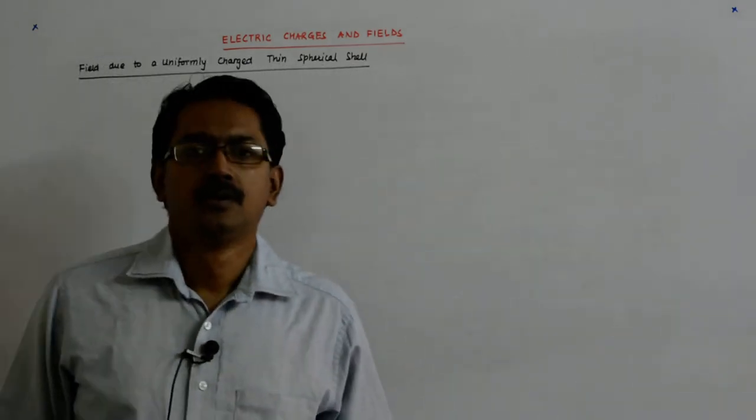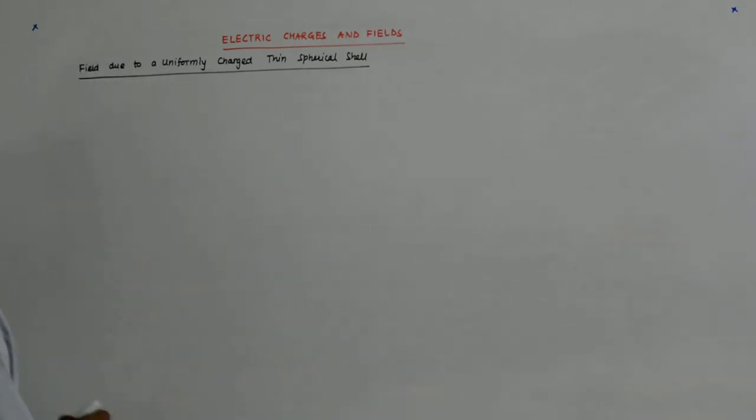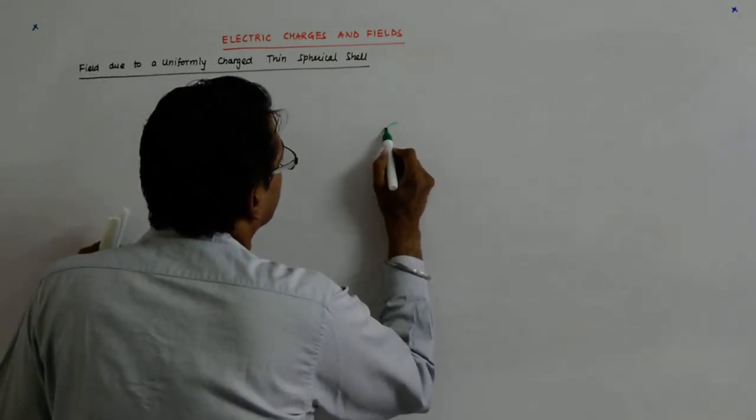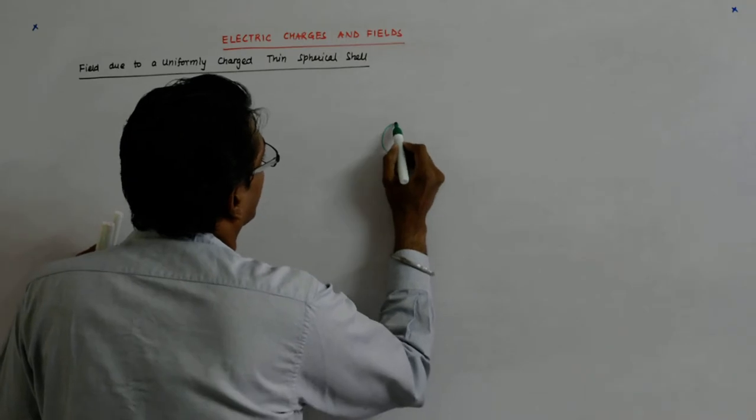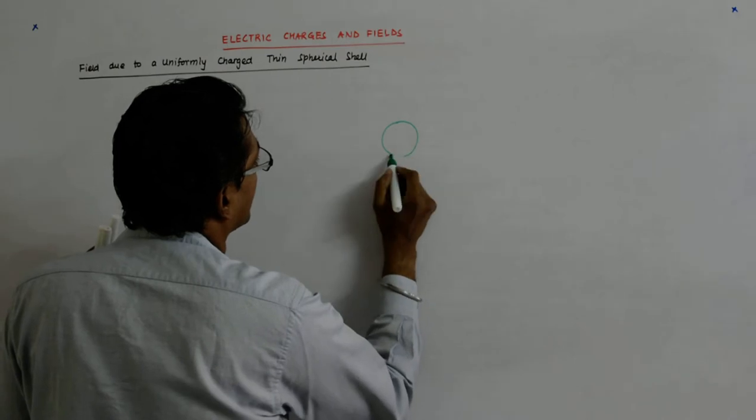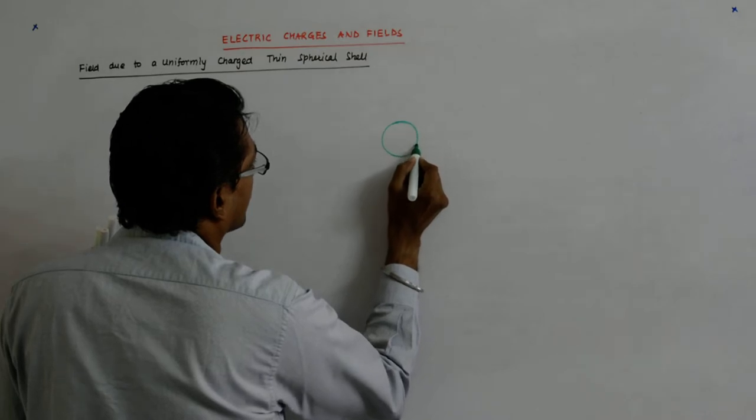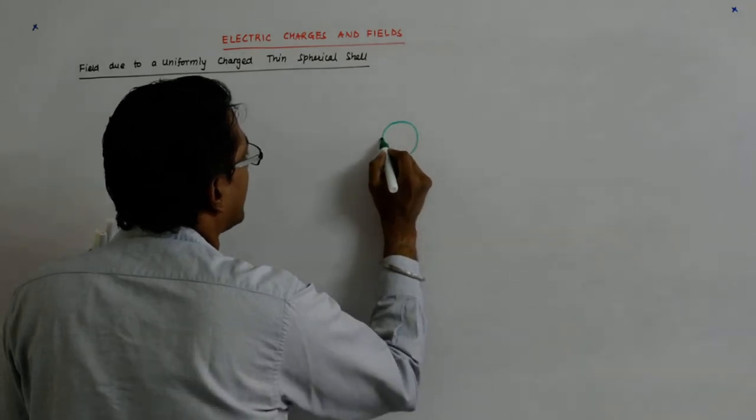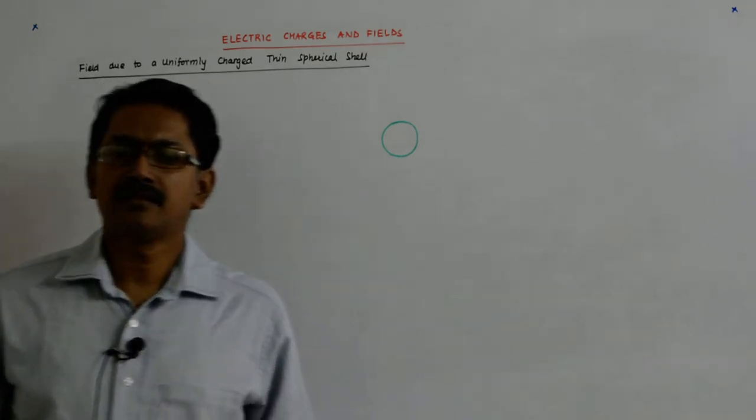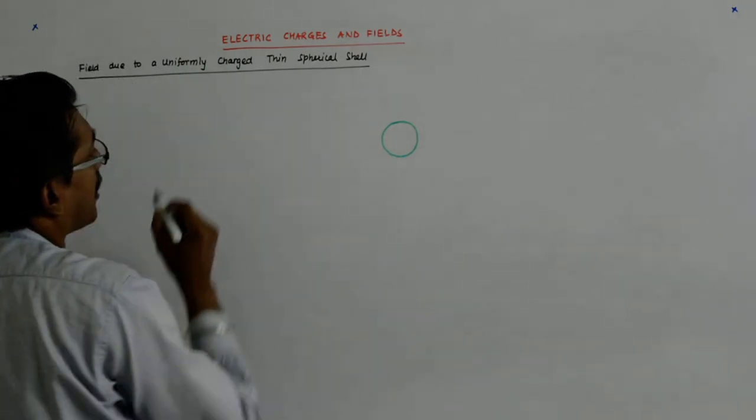Now we come to a case where we take a thin spherical shell. What do we mean by shell? It is actually a hollow sphere, and it is uniformly charged.